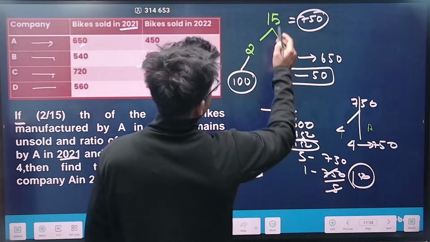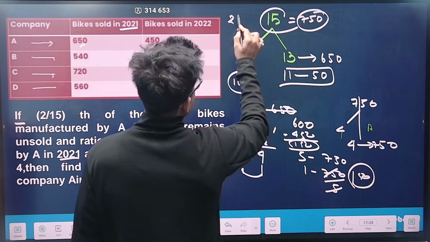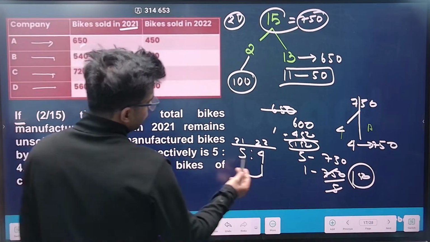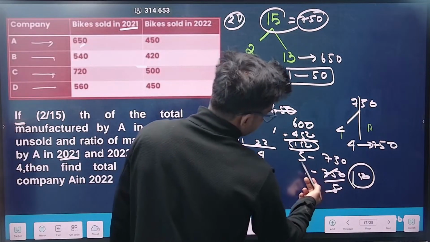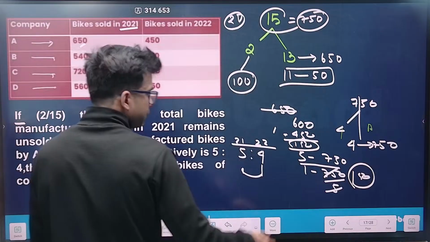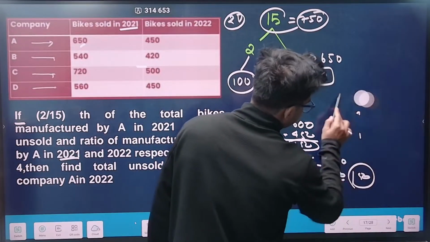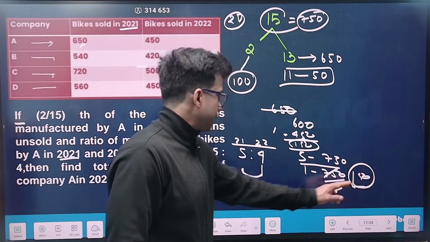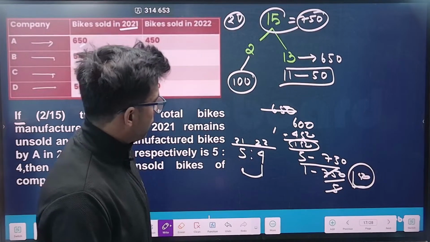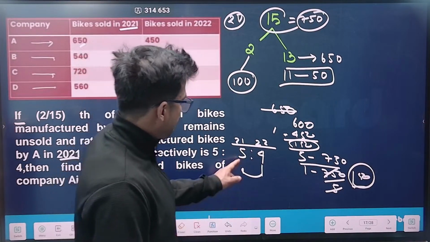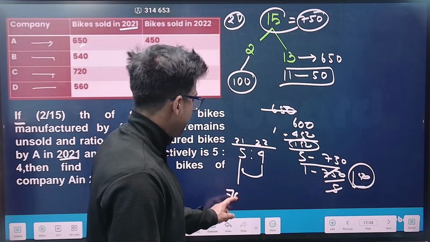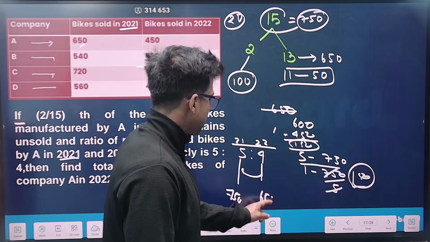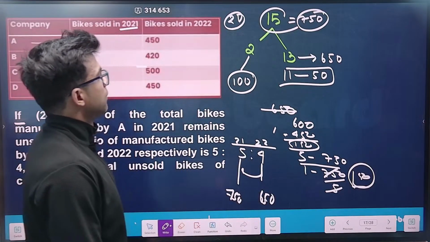This is my total bikes of 2021 manufacturing and the ratio of A is 5:4. So the value of 5 is basically 750. Remove this part. Value of 5 is basically 750, then the value of 1 would be 150. Correct, na? 150. Correct. Now 5 becomes 750, then 4 will become 650. Correct. Is it right?